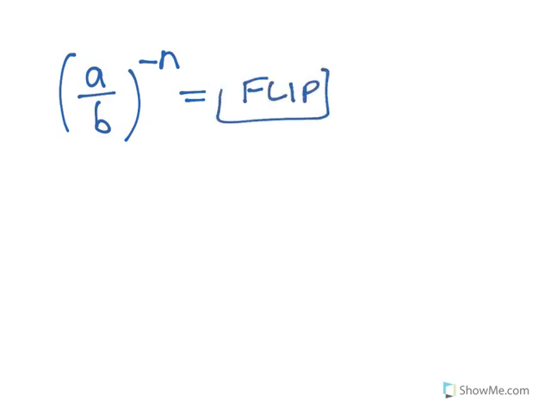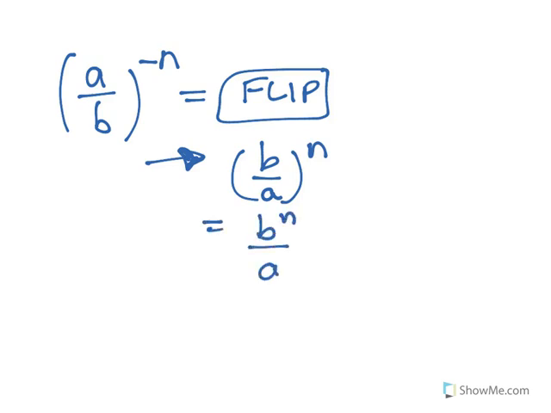Okay, and one more thing to put into your head, or as a rule to think about. If you've got a over b to the minus n, then the way to deal with that is to flip it. If you flip it, you actually remove the negative sign, so it's to the n. And then you can just go b to the n, a to the n.